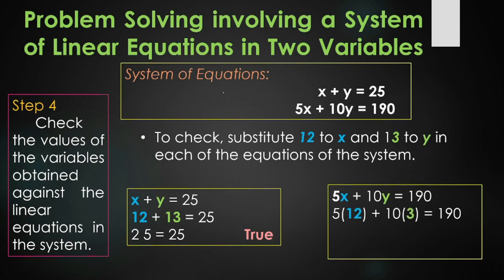For equation 2, 5x plus 10y equals 190. Substitute 12 to x and 13 to y. So 5 times 12 is 60. 10 times 13 is 130. 60 plus 130 is equal to 190. And 190 is equal to 190. And this statement is true.